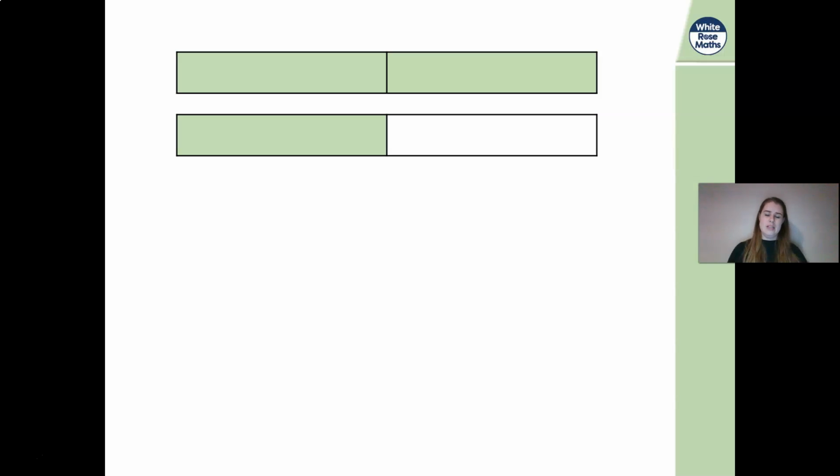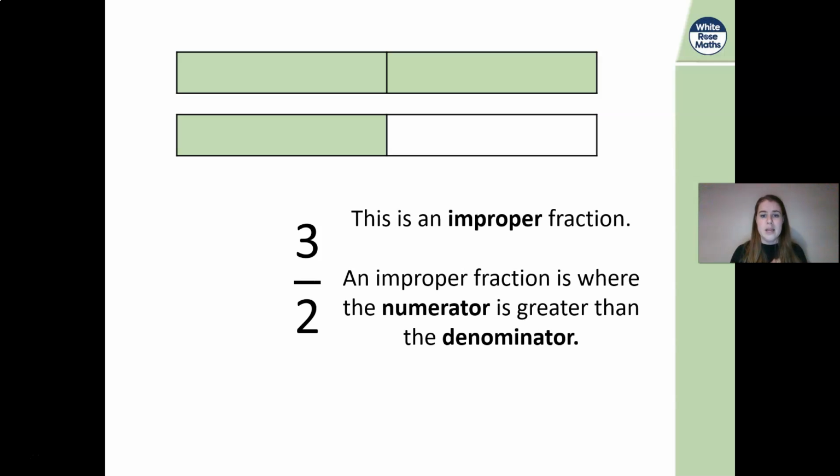So let's have a look at these bars we've got here. Now, I can see that each bar is split equally into 2. So I know I'm looking at halves. But I can see that I've got 3 shaded in out of my 2 sets of halves. So I know my denominator is 2 because I can see it's split into 2 and I can see I've got 3 shaded. So that means my numerator is going to be 3. Now this is what we looked at yesterday. This is an improper fraction. And we call it an improper fraction because the numerator is bigger, so it's greater than the denominator, which is the bottom number. Okay.